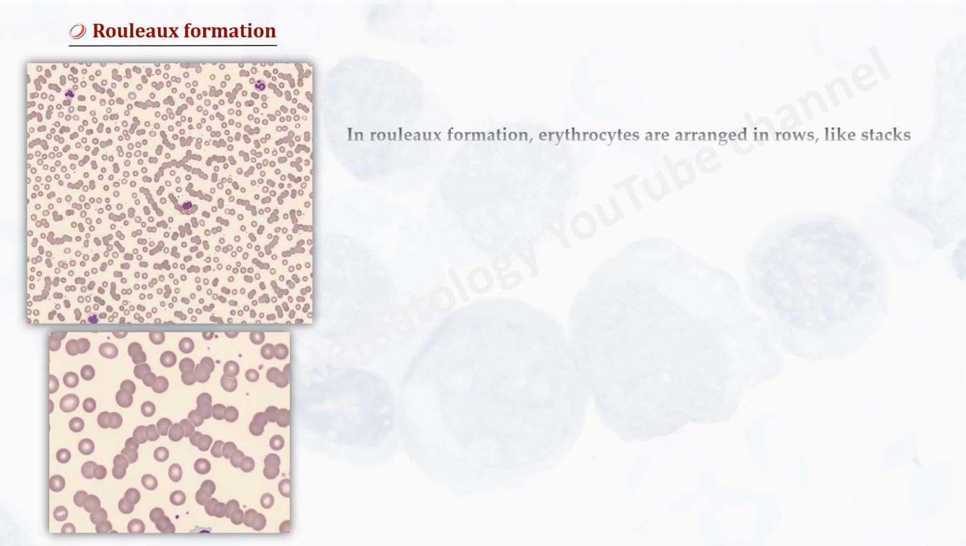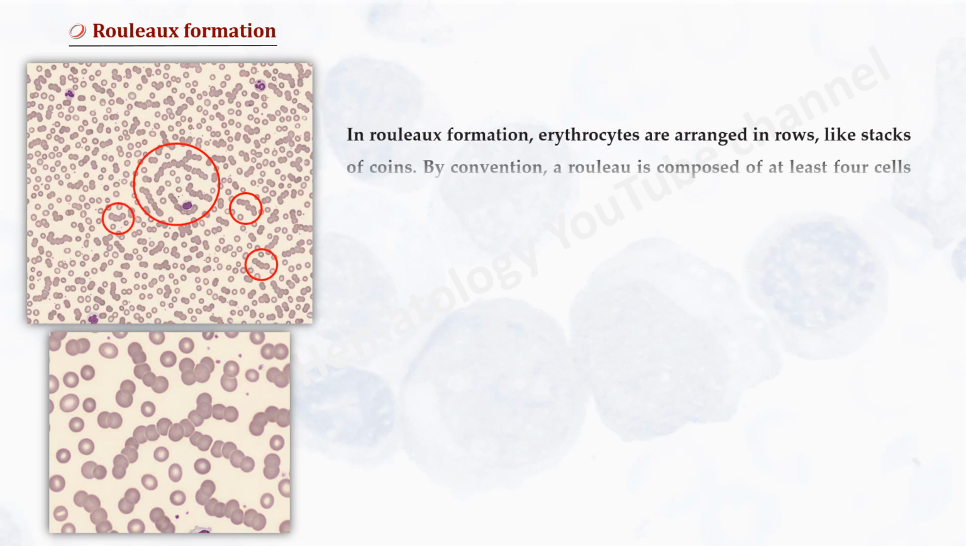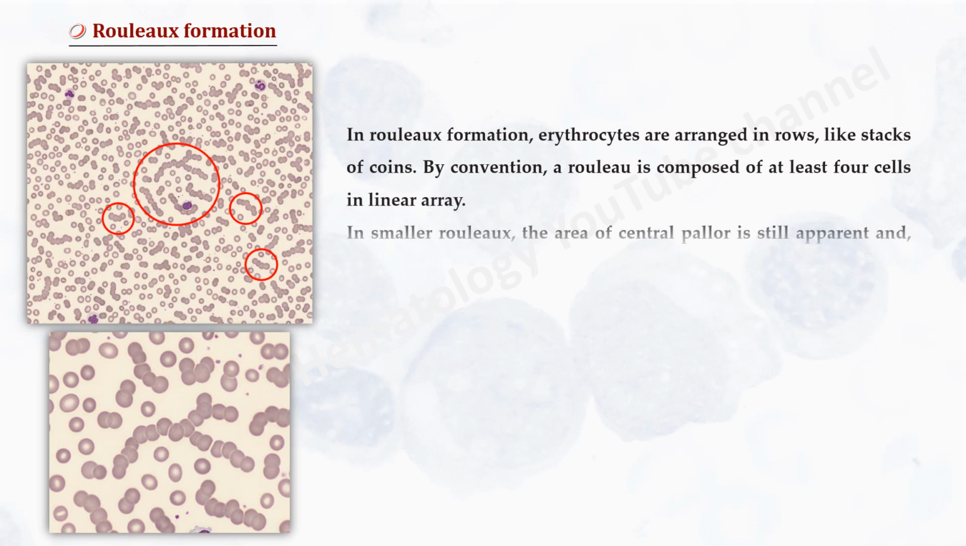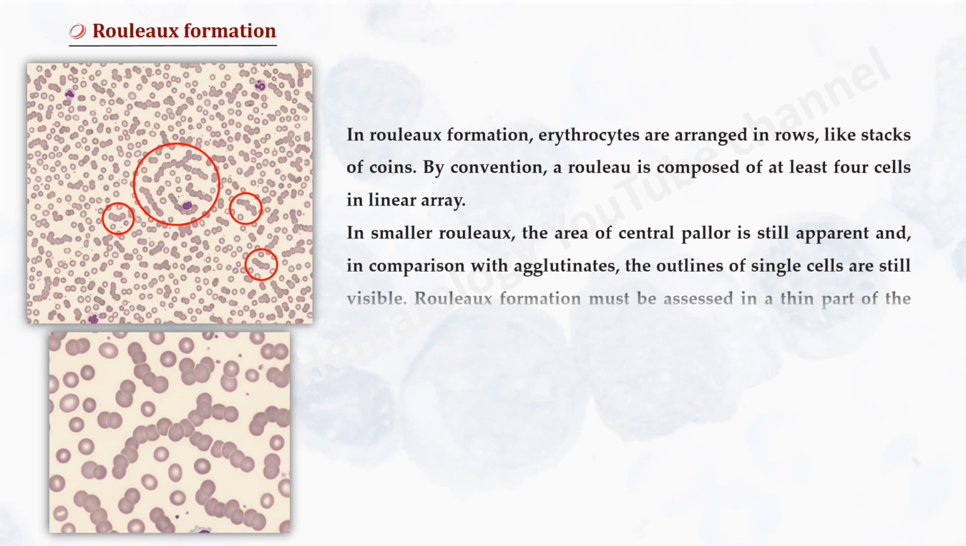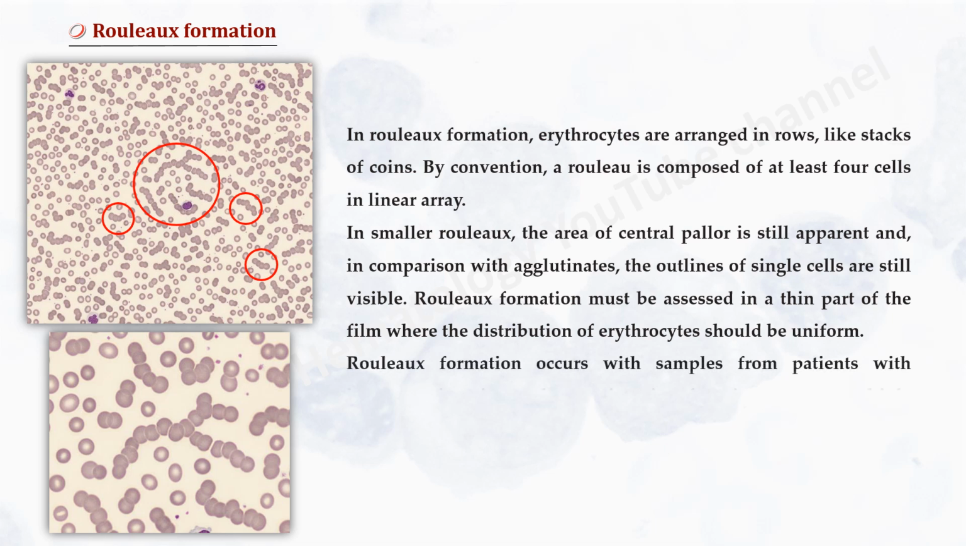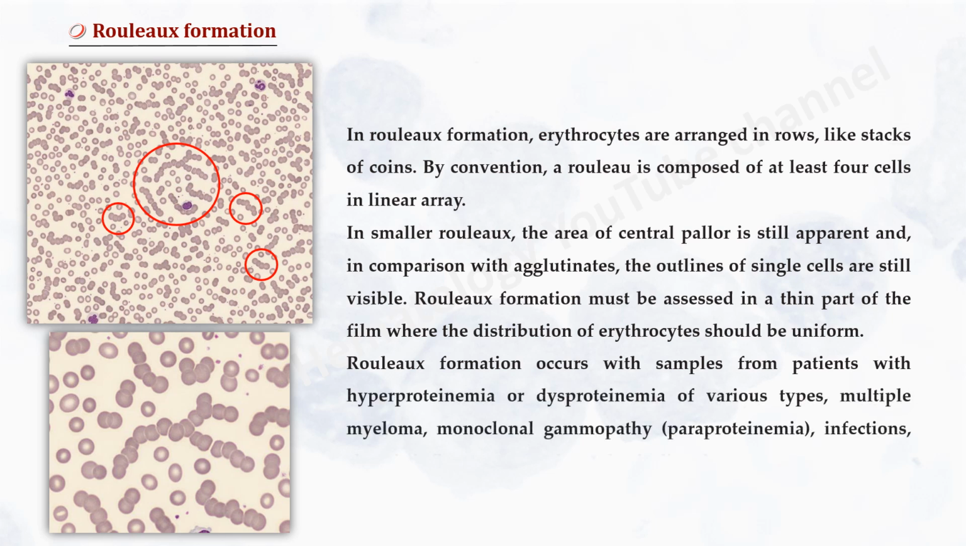In rouleau formation, erythrocytes are arranged in rows, like stacks of coins. By convention, a rouleau is composed of at least 4 cells in linear array. In smaller rouleaux, the area of central pallor is still apparent and, in comparison with agglutinates, the outlines of single cells are still visible. Rouleau formation must be assessed in a thin part of the film where the distribution of erythrocytes should be uniform. Rouleau formation occurs with samples from patients with hyperproteinemia or dysproteinemia of various types, multiple myeloma, monoclonal gammopathy, infections, and chronic inflammatory and neoplastic disorders.